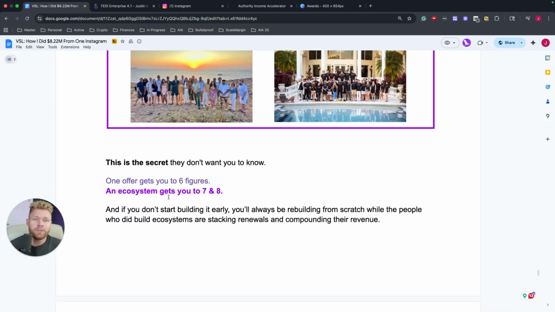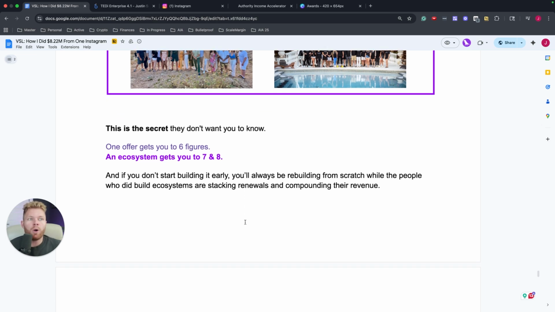But this is a secret that they don't want you to know. One offer gets you to 6 figures. An ecosystem gets you to 7 and 8. And if you don't start building it early, you'll always be rebuilding from scratch, while the people who did build ecosystems are stacking renewals and compounding their revenue.